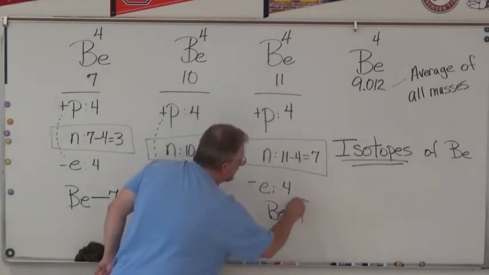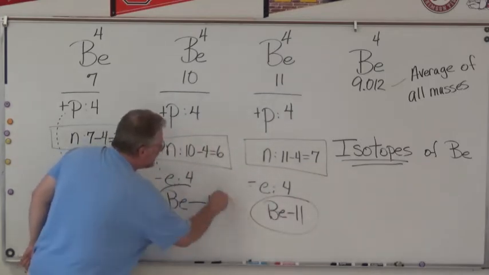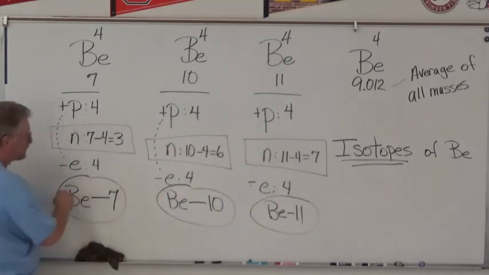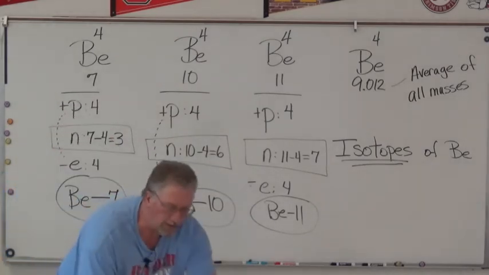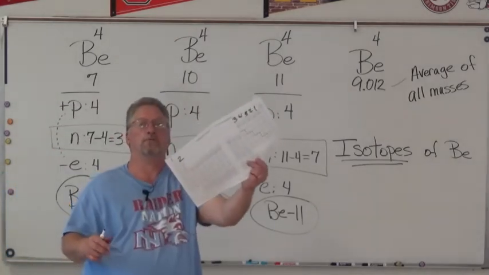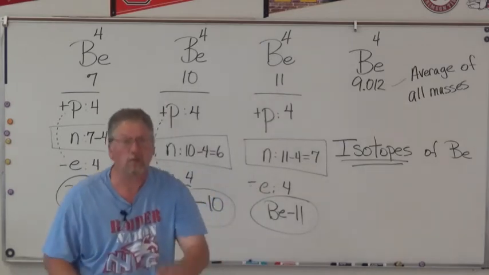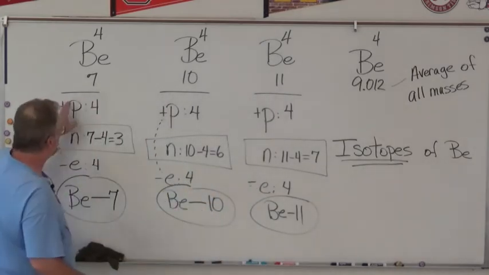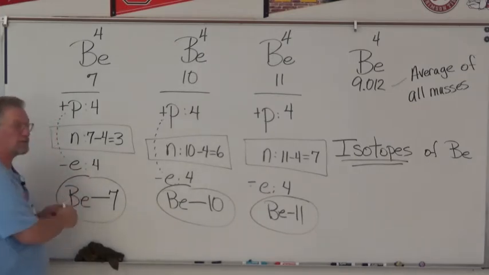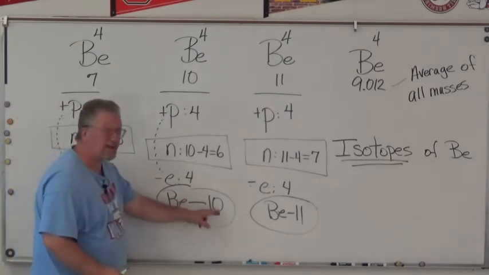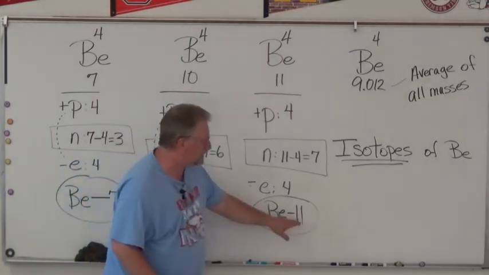So if you ever see an element expressed like that, that's very special. That's not just some average of all the isotopes of beryllium out there. No. They want you to calculate the exact proton, neutron, electron for this one isotope of beryllium-7. This would be beryllium-10. This would be beryllium-11.